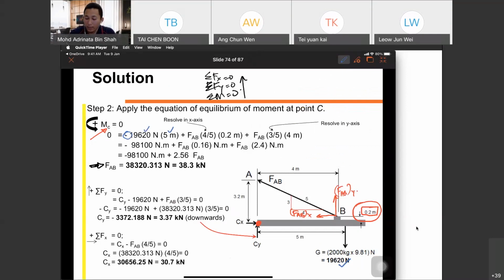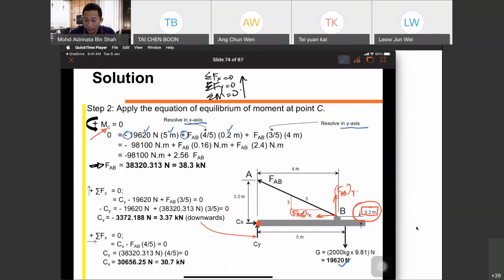Okay, and then you have FAB in x direction. So in x direction, distance is 0.2. It is in counterclockwise direction, so it is positive. Then you have FAB in y direction, positive because of counterclockwise direction.